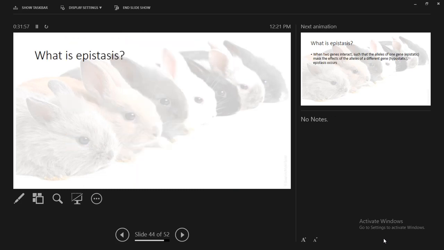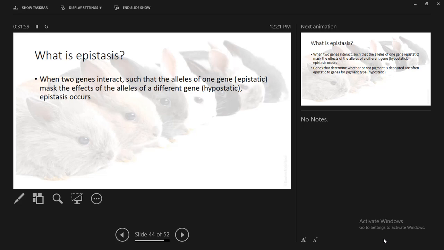All right, and so epistasis. Basically what we have here is 2 different genes interacting. In a way, they're not behaving independently. In a way, they are violating Mendel's law of independent assortment. It's not that they're being inherited as a unit, it's that one is completely masking the other.